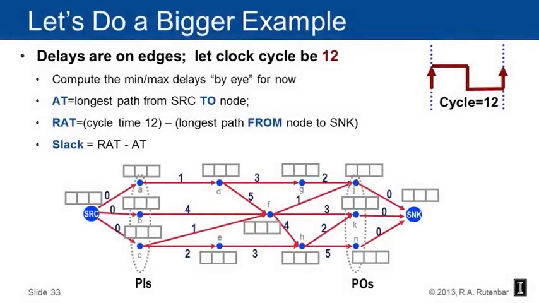So let's look at a bigger example to see how these ideas work. What's the first thing we need? Well, we need to know the clock cycle. So let's just say it's 12. And we need a graph. And so I've got a little graph here shown below.